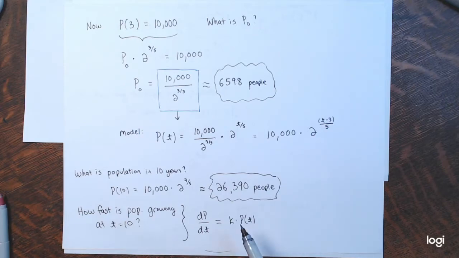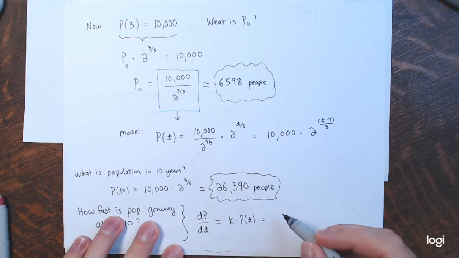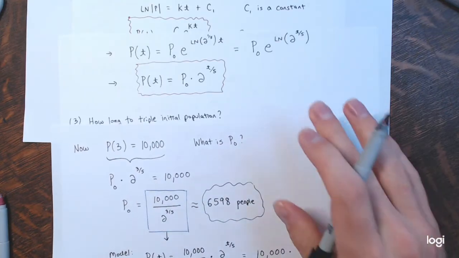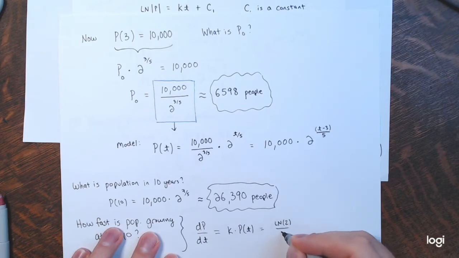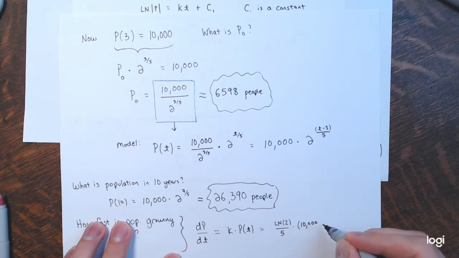So what was our value of k? Well, k was the natural log of 2 divided by 5, I believe. Yes, natural log of 2 divided by 5. That was k. And then times P, the population at 10 years, which is this 10,000 times 2 to the 7/5.